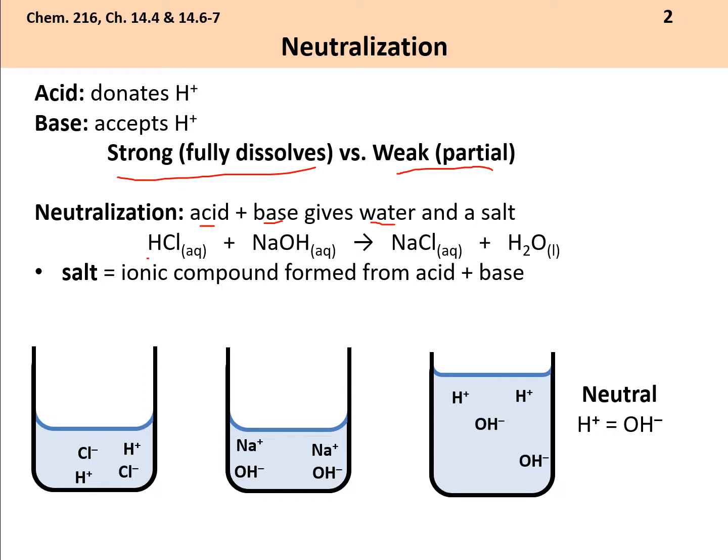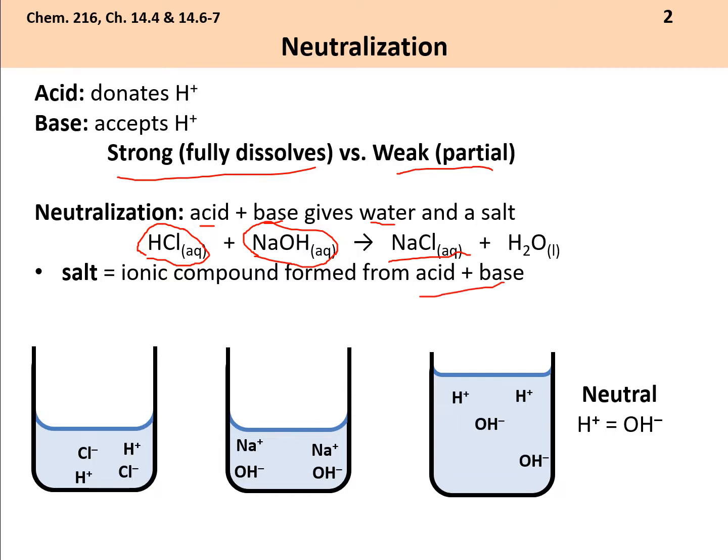For instance, if I have HCl, that's an acid. NaOH, that's a base. These are both strong. So what they're going to form is they're going to form NaCl, which is aqueous, and water. This NaCl is called a salt, right? A salt is an ionic compound formed from the reaction between an acid and base, right?